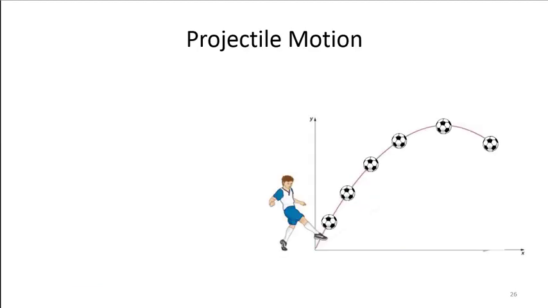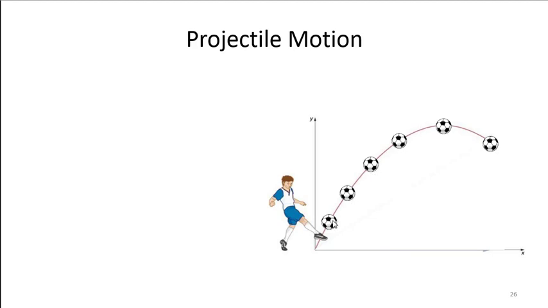So this is introducing a topic that we're going to cover now called projectile motion. Projectile motion is when an object is moving through the air in both the x and y directions. For example, this guy kicks a soccer ball, and the soccer ball follows this trajectory as it flies through the air. So it's a projectile. It's moving in the x and y directions.